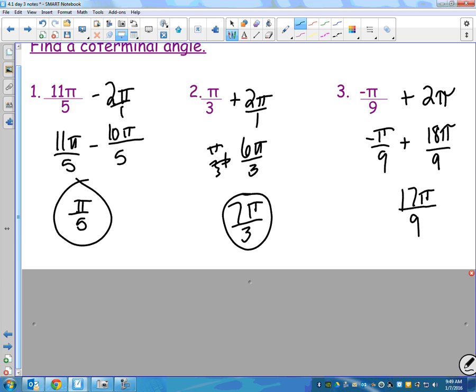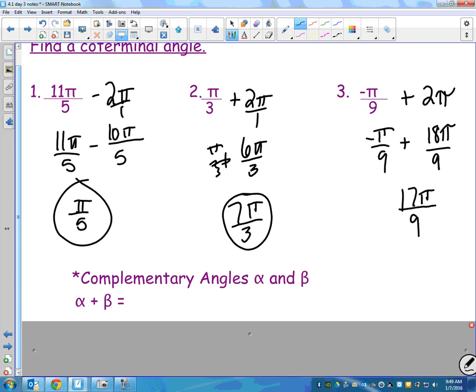I hope that you would be able to convert it to degrees. Two angles that add up to 90 degrees are complementary. We can also say that two angles, alpha and beta, are complementary if they add up to, in radians, 90 degrees. What is 90 degrees in radians? Pi halves. Or also next to it, 90 degrees.